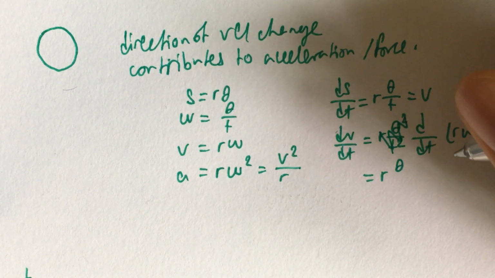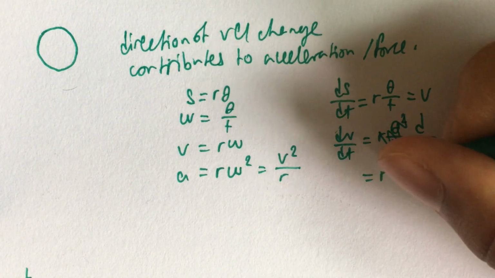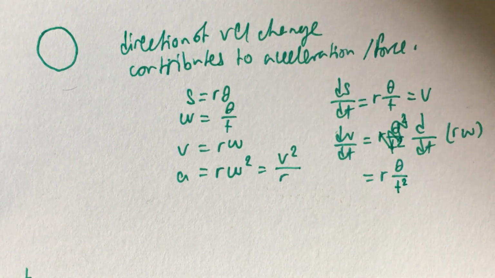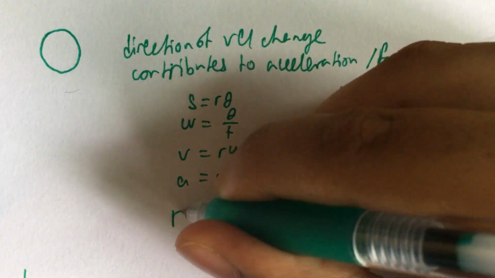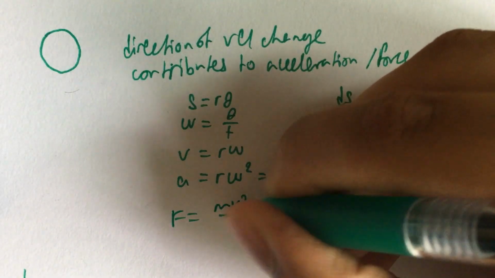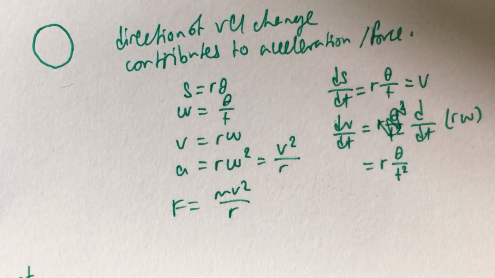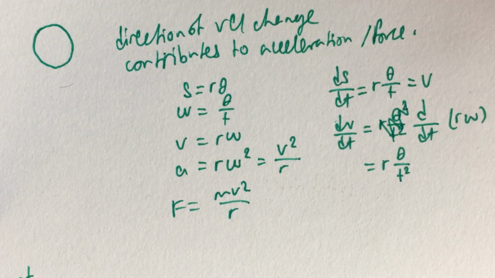Just remember that the acceleration equals v squared over r, and likewise the force equals mv squared over r. So this is specifically for centripetal acceleration and centripetal force. And that's pretty much it.